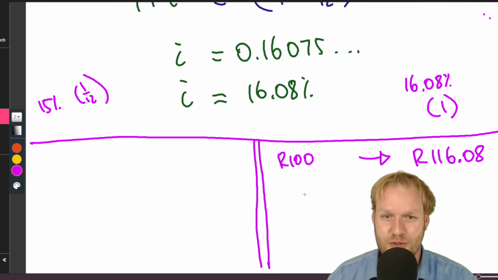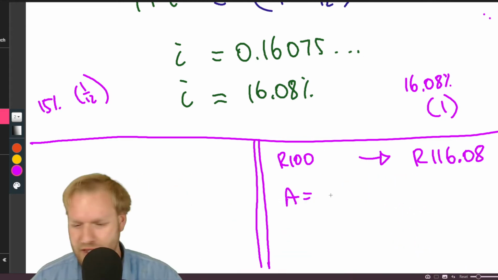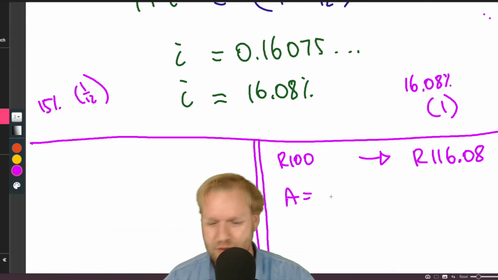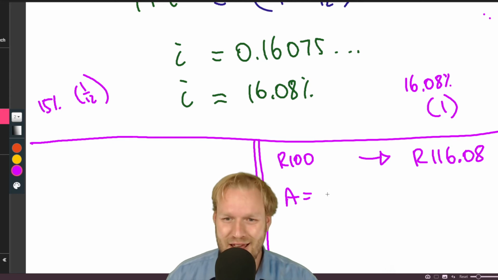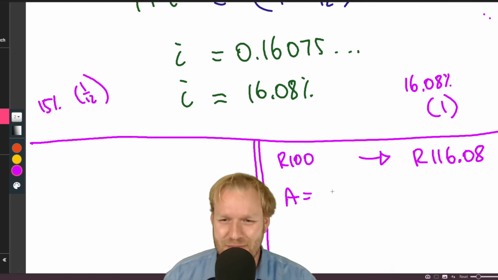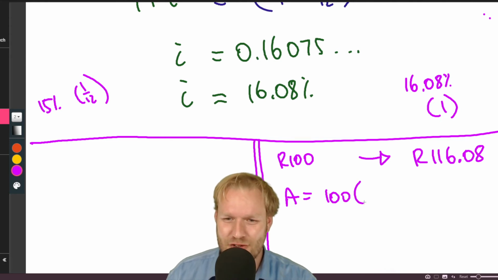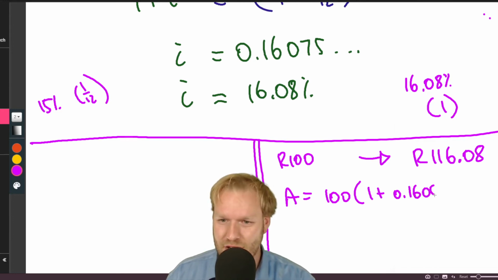If you really wanted to put it into an equation, we could go A equals 100 times 1 plus 0.1608 to the power of 1 year, which would give us that number up there.